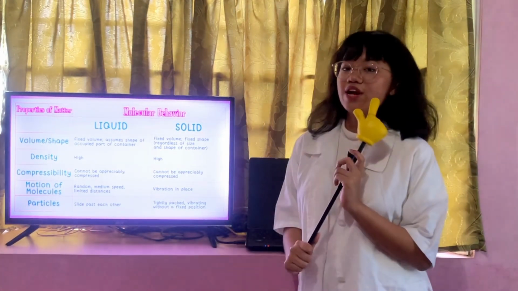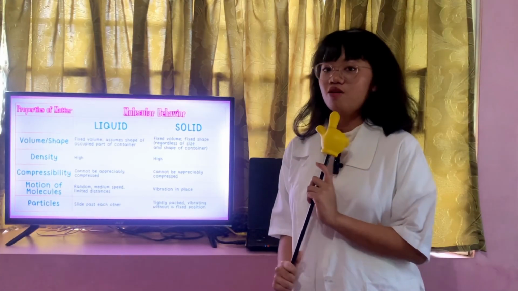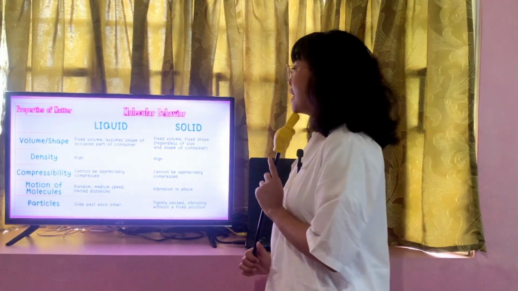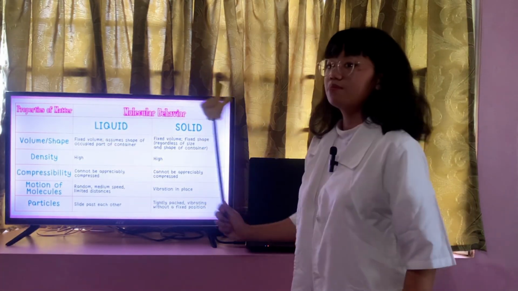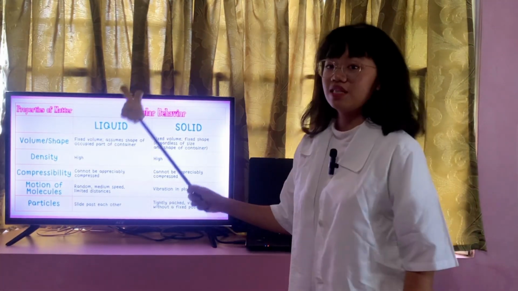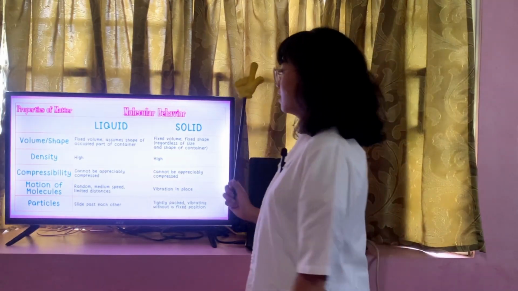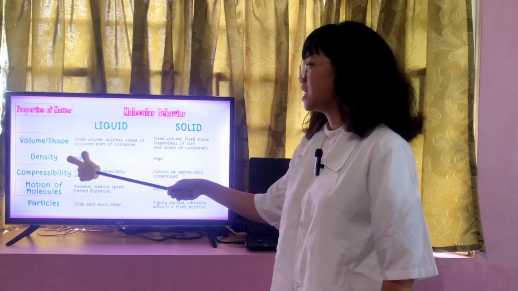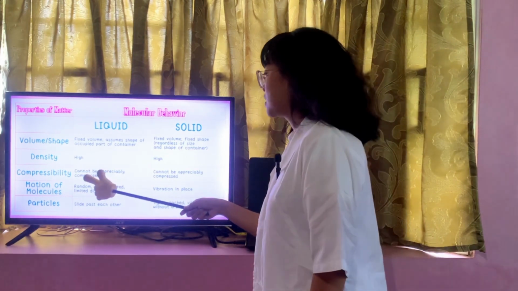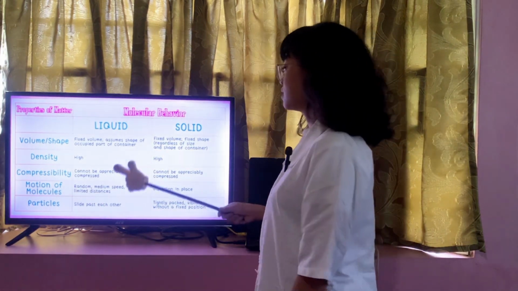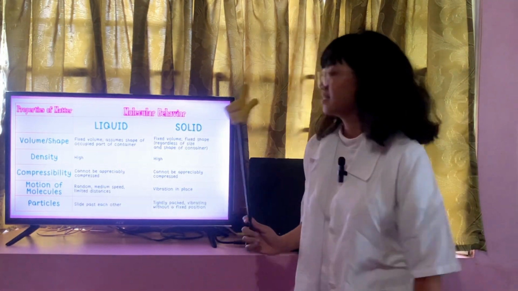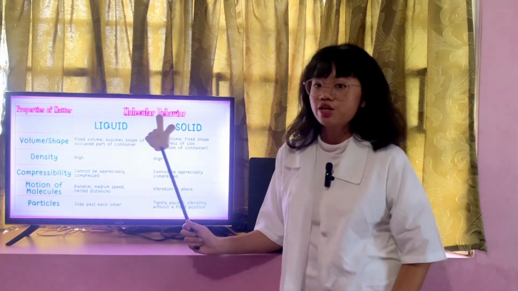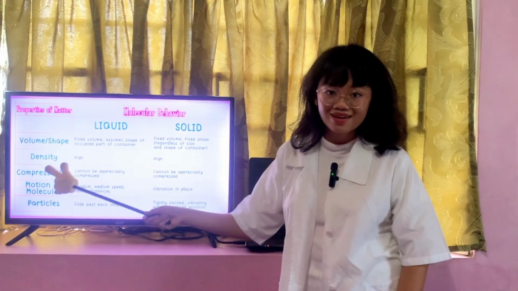Okay, now I created a table for everyone to get a comprehensive review of the different properties of matter and the comparisons in molecular behavior found in liquids and solids. The properties of matter include volume and shape, density, compressibility, and motion of molecules and particles. Now, let us compare these two with each other in terms of these properties of matter listed on the right side of the presentation.